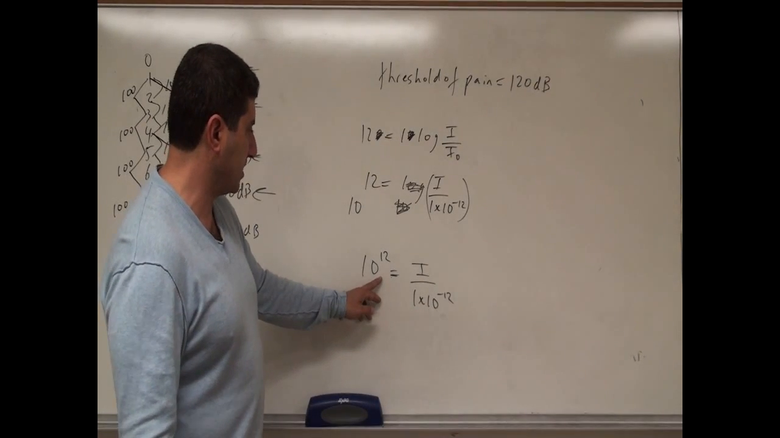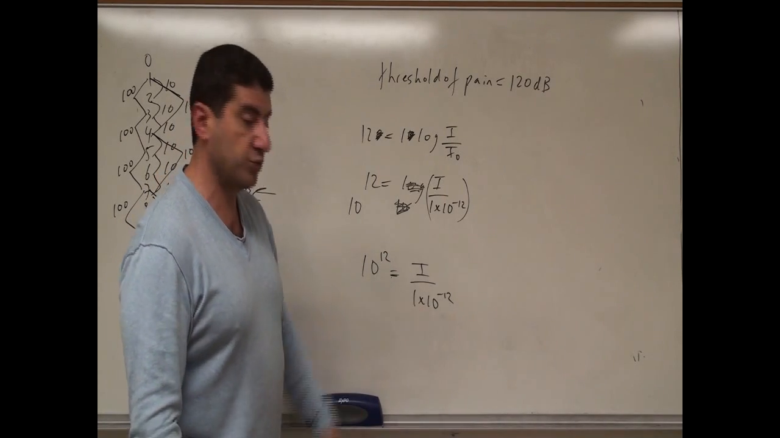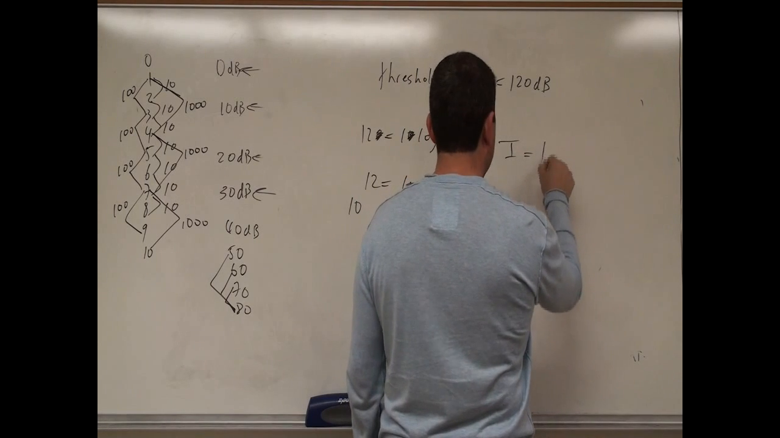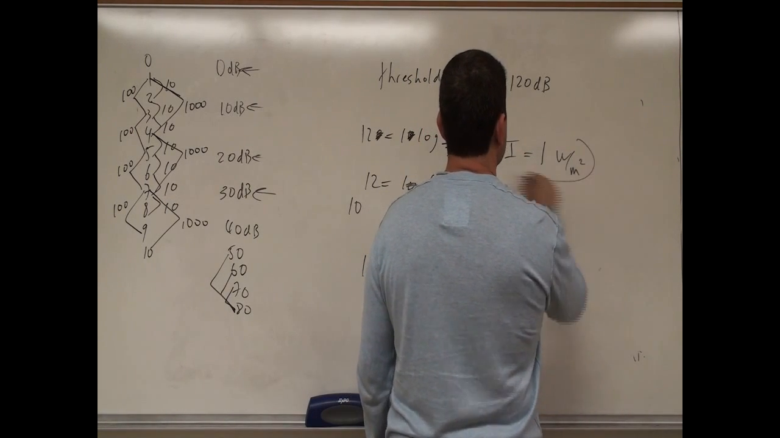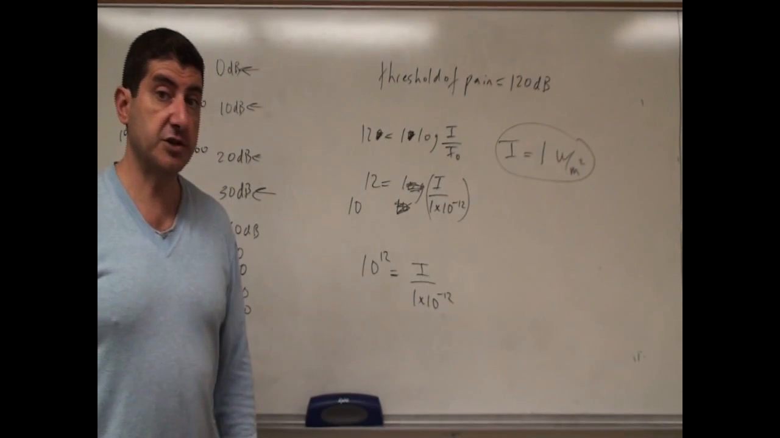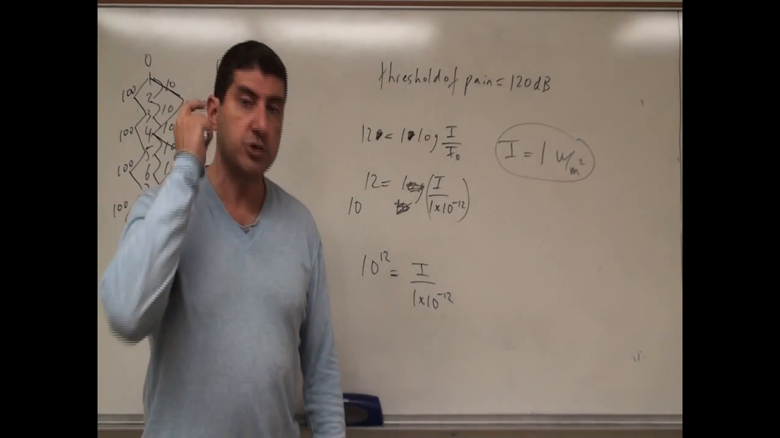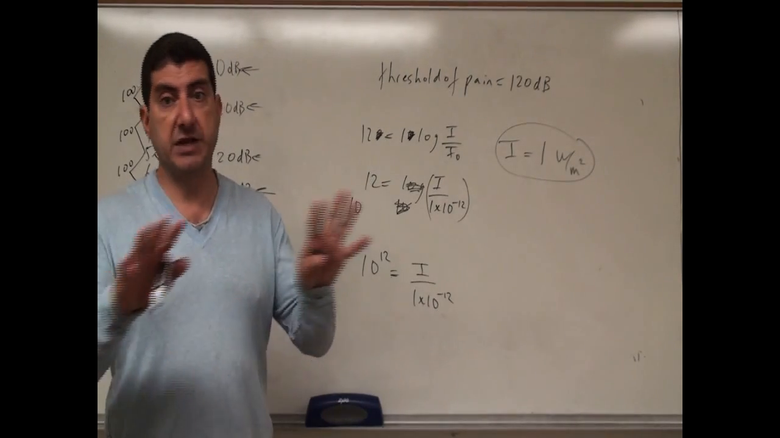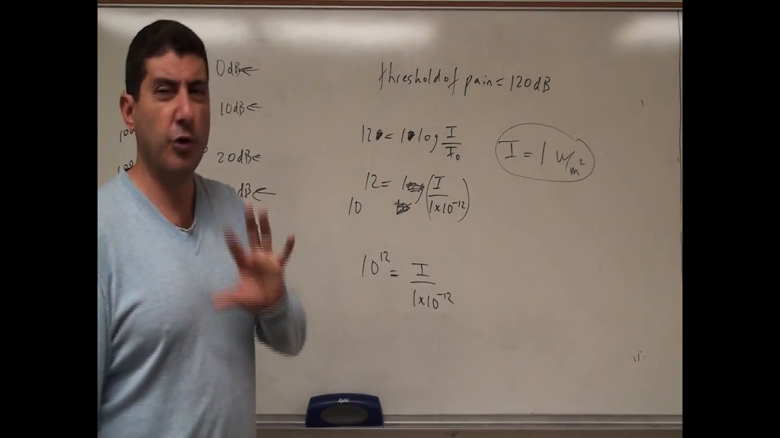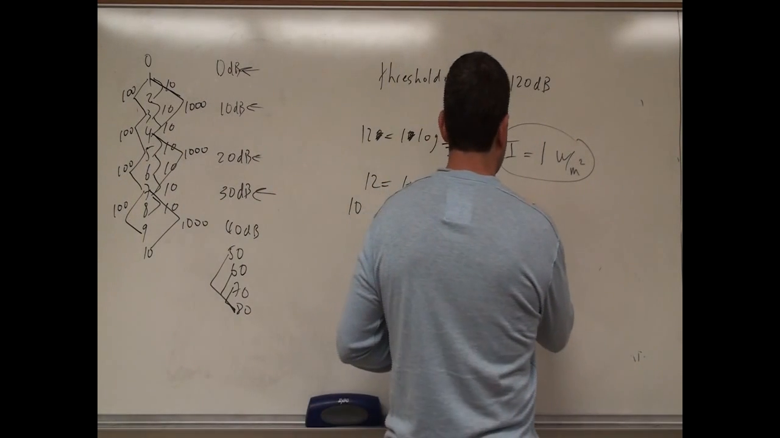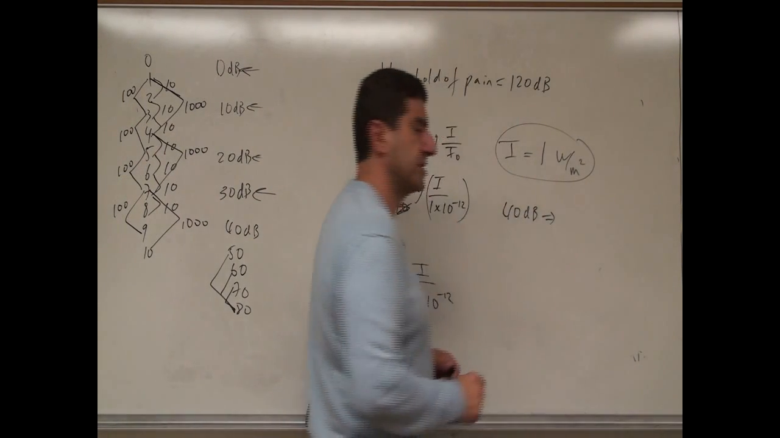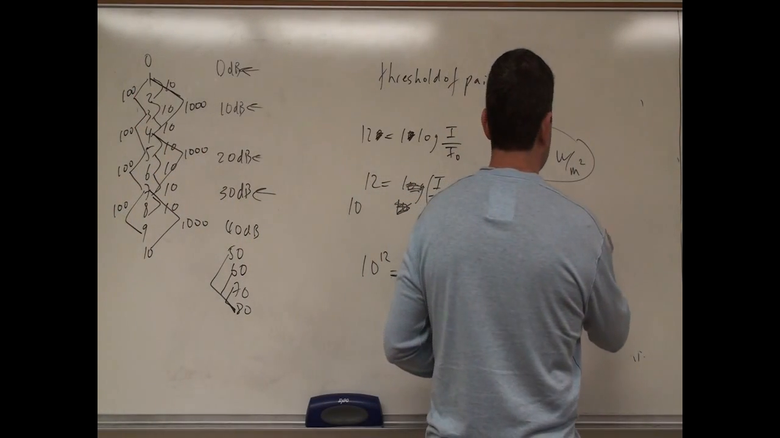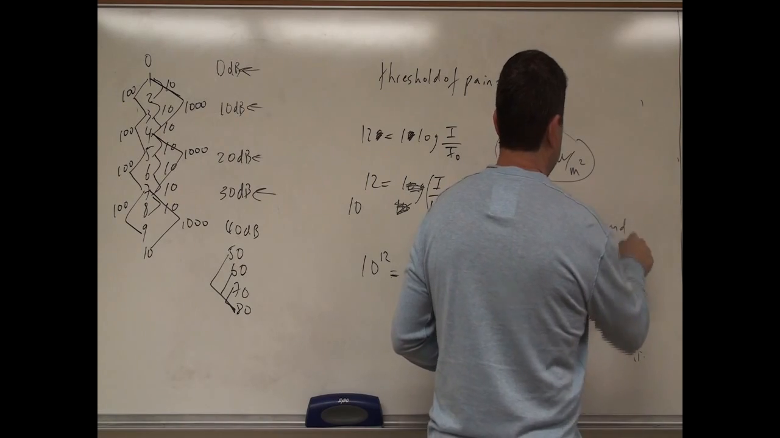Then I can cross multiply this. 10 to the 12 times 10 to the minus 12, well, they cancel each other. So that means I is equal to just 1 watt per meter squared. So actually 1 watt per meter squared of intensity is enough to cause maybe damage or real pain to your ears, right? That's going to be roughly the threshold of pain. 40 decibels is usually considered the sound intensity for background noise. So you can kind of get an idea from there.